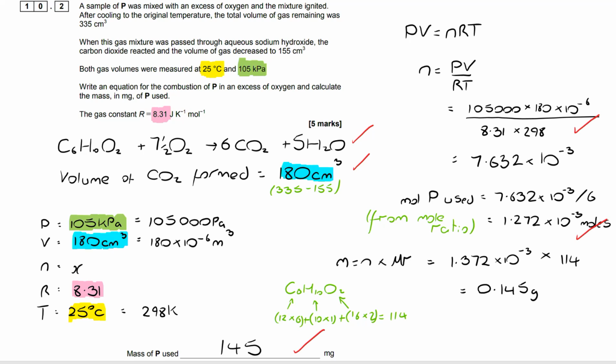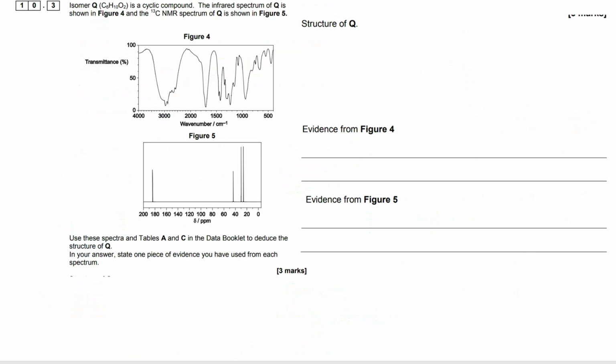Okay, moving on to 10.3. And we are now considering structure determination. So what do we know? We know that Q is cyclic. We have got its infrared and its carbon-13 NMR spectrum. And from this, we need to know what its structure is, and we need to use both of those spectra so that we can justify it.